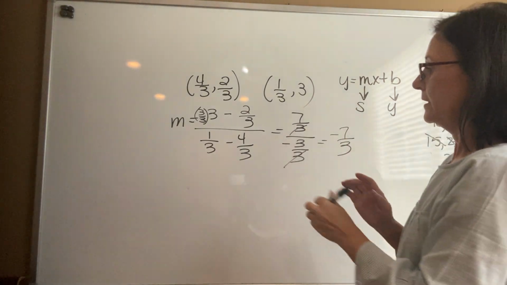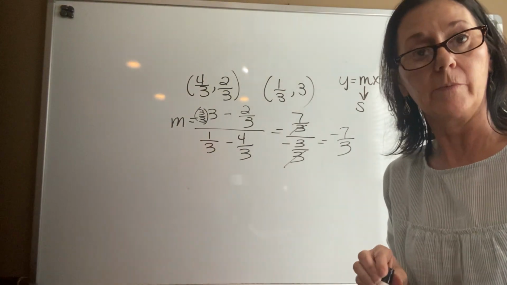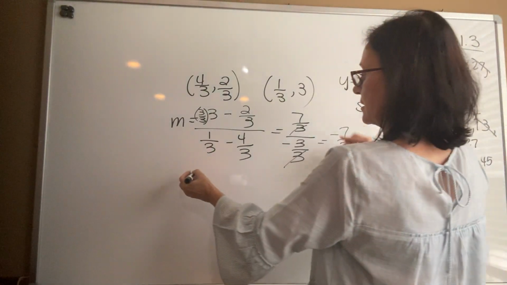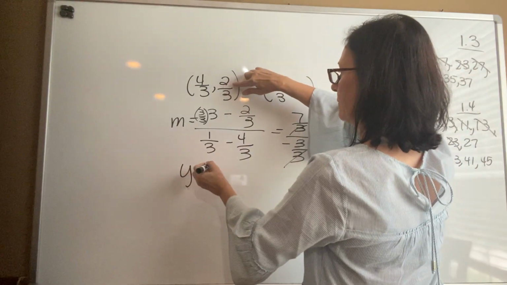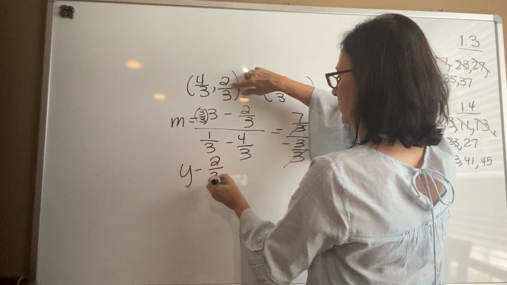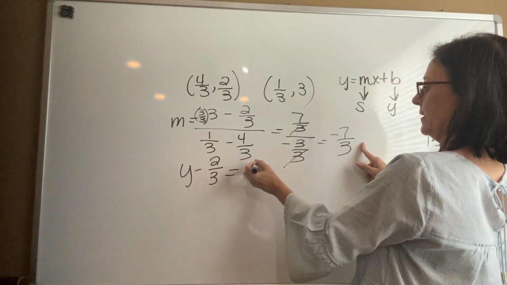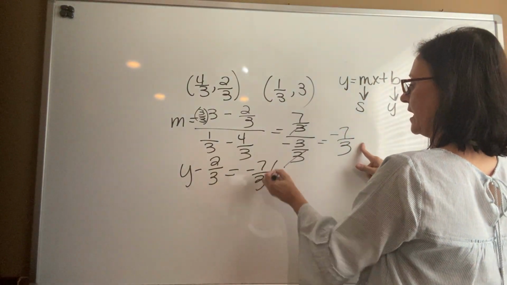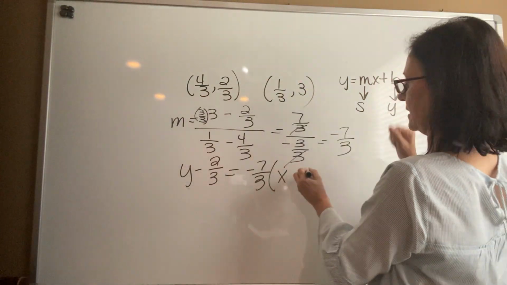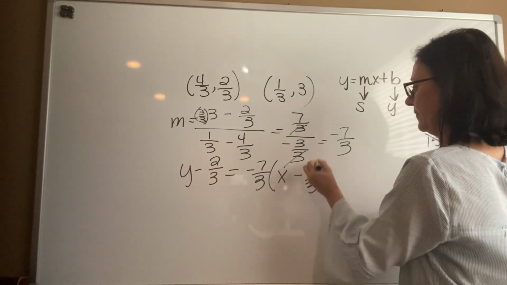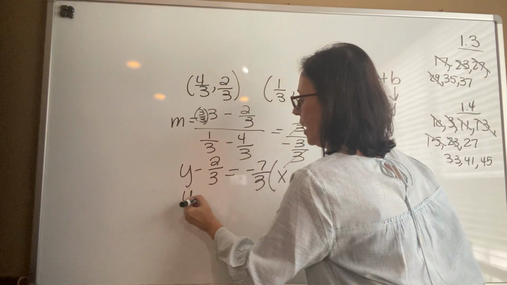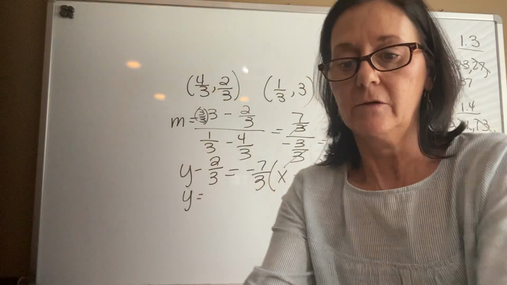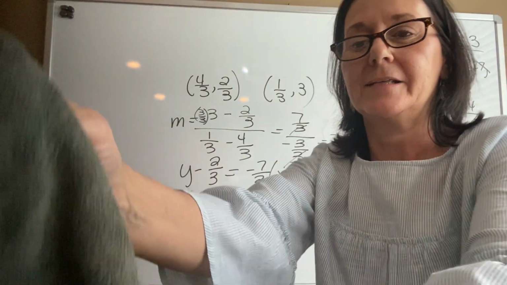That's my slope. I'm going to use the point slope formula. So I'm going to use this one. Y minus 2 thirds equals the slope, negative 7 thirds times x minus the x value, 4 thirds. All right, so I have y minus 2 thirds.